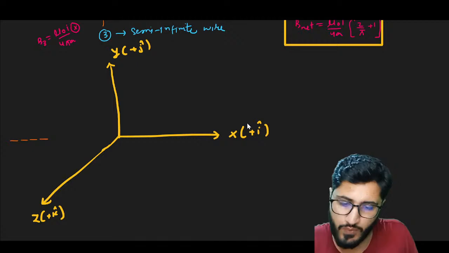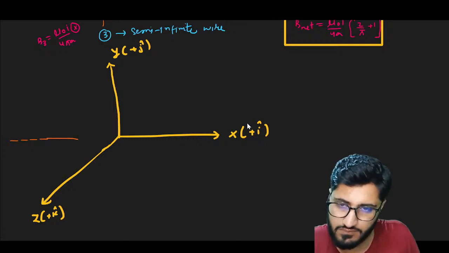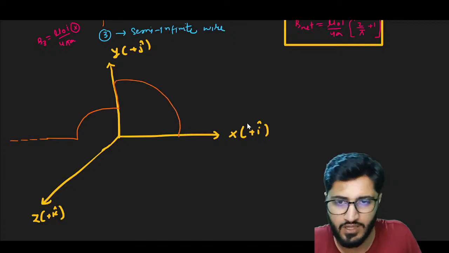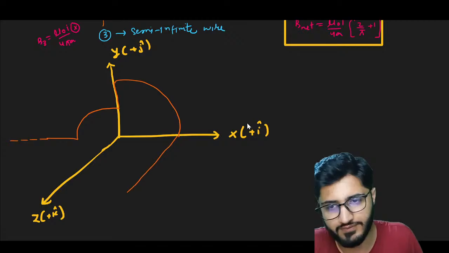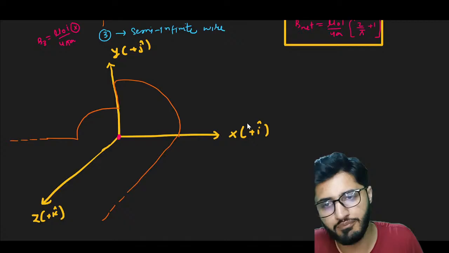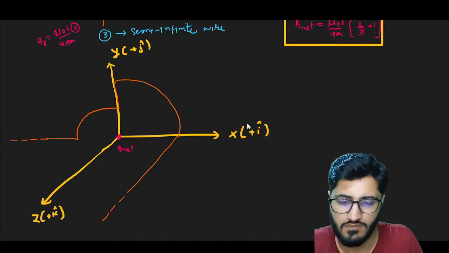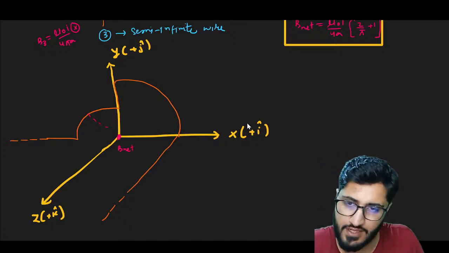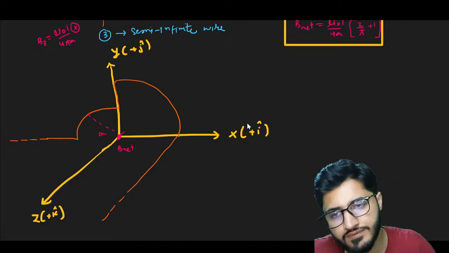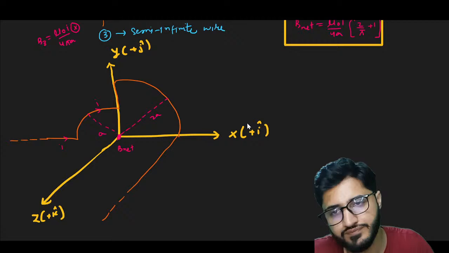It is an infinite wire. Then here it is a semicircular part. It is going in this way, coming in this way, leaving parallel to my z-axis. At the center, I need to find my B net. If this distance is a, this distance is 2a, and current I is flowing through the wire.